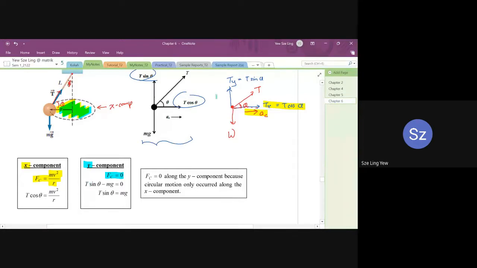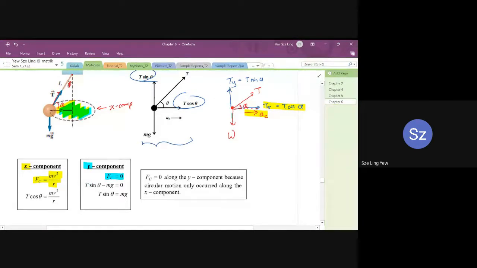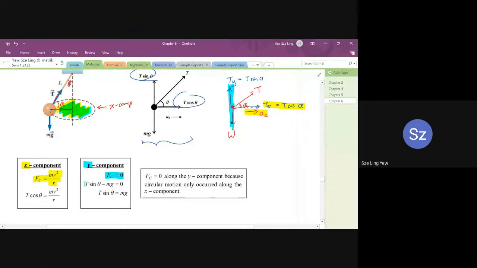Then you look at the diagram. According to my diagram, I have two forces along the y component, which is Ty and also W. Therefore, T sine theta minus mg equals 0, and T sine theta equals mg. So basically, the idea is exactly the same as chapter 4.